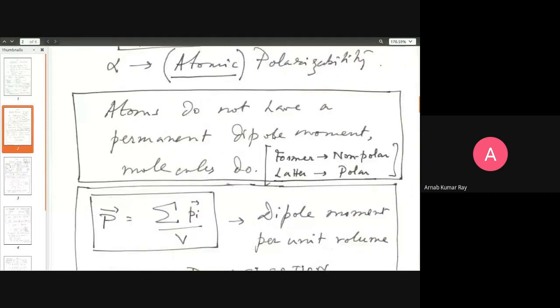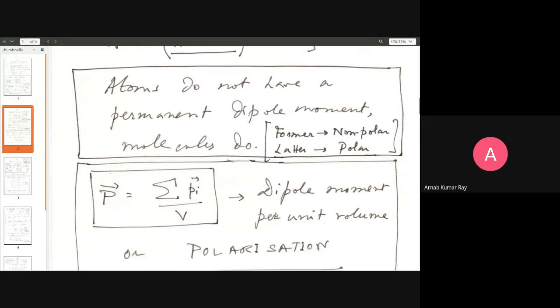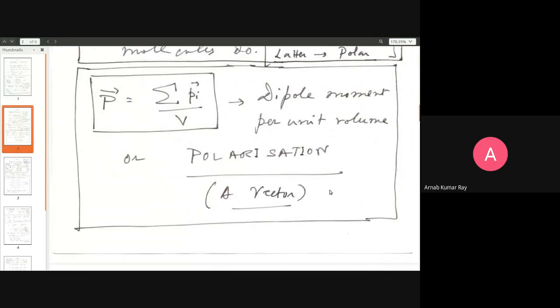Okay, and then I have stressed upon these points that atoms do not have a permanent dipole moment, but molecules do. So former kind of systems are non-polar substances, material, and the latter are polar material. Water is, of course, a famous example. It's a very standard example of a polar solvent. Okay, now this was the point where we ended.